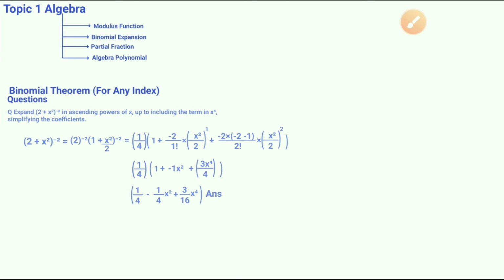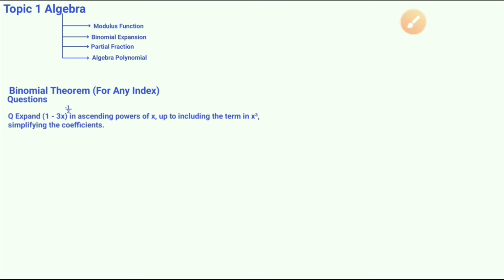And there you go, this is the answer. Question 3. Expand (1 minus 3x) to the power of minus 1 upon 3. What's amazing about this one? First of all, the power of n is in fraction form, and the second thing is that it is negative. But it doesn't matter, it's the same thing.